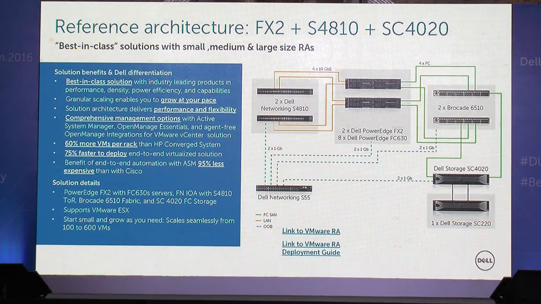Here's an example of one of those reference architectures. I just showed you what those deployment guides and reference architectures are all about. If you look at a complete reference architecture, this is typically what it is. You've got servers, you've got networking, you've got storage, and you've got links to a VMware RA or a VMware deployment guide. That's a virtualization reference architecture with VMware.